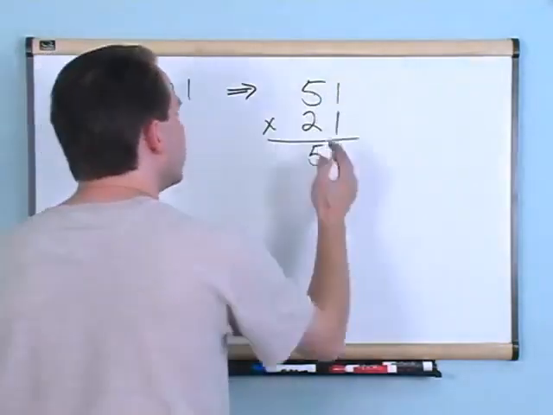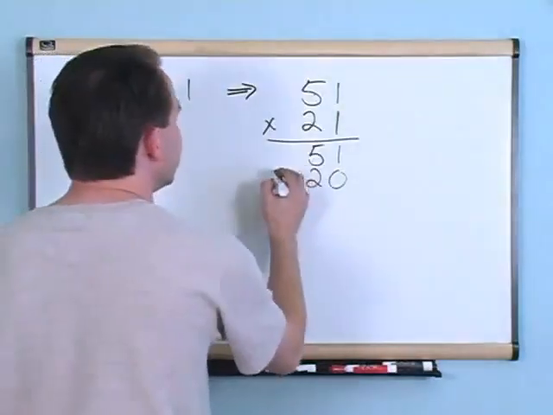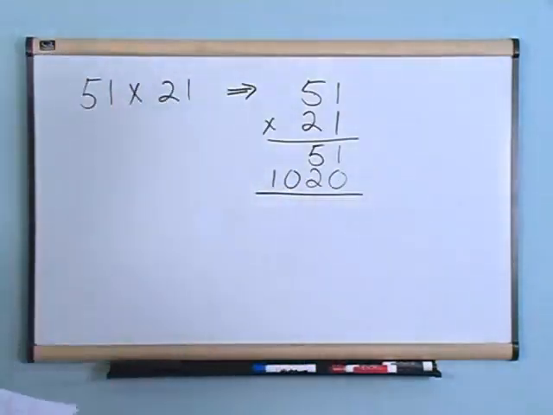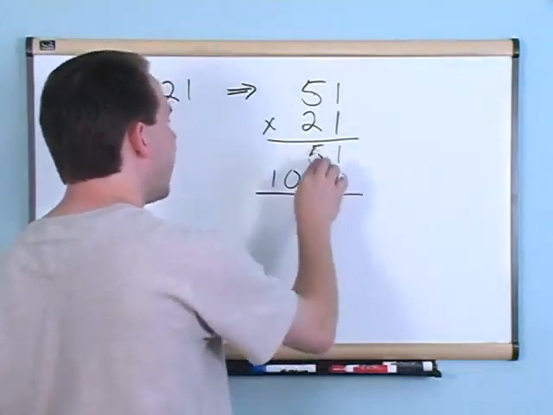Now 2 times 1 gives you 2. I'll put that one there. And then 2 times 5 gives you 10. And I'll put that down there, okay? So you draw a line, and now you have two numbers, 51 and 1020. Now you just add these up.